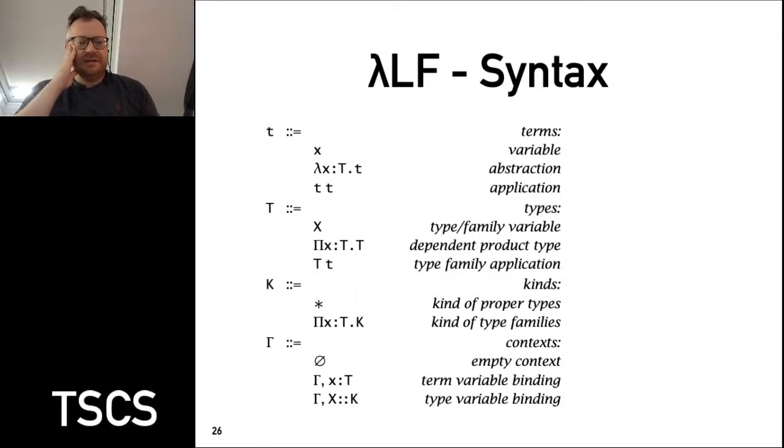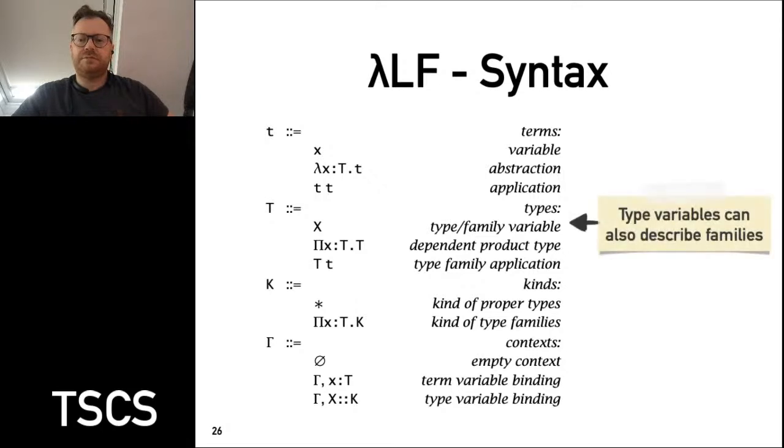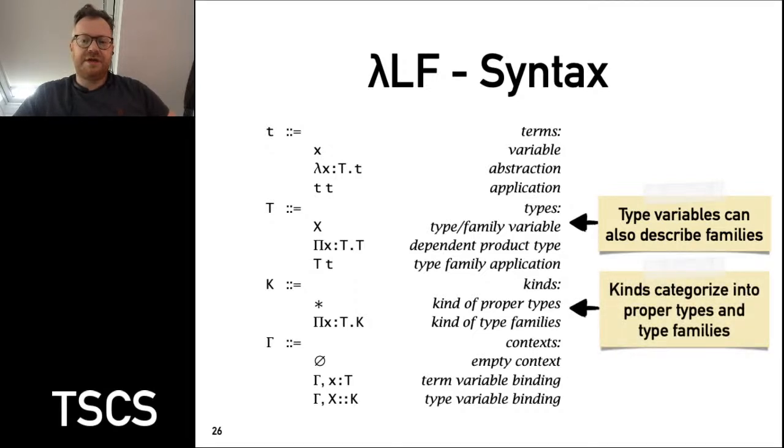And gamma looks like the same thing as we had before. So you can add term variable bindings to gamma, and you can also add type variable bindings to gamma. This is the same as we had before. The new thing is type variables can also describe families. They don't need to be proper types. They can also be families of types. And kinds categorize into proper types and type families. A little bit different than we had before.